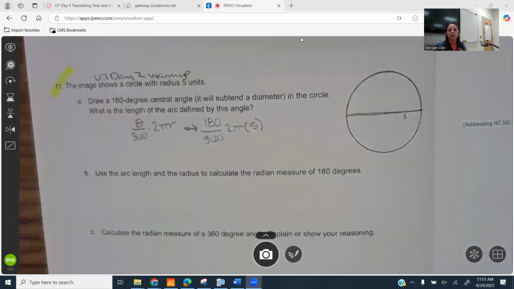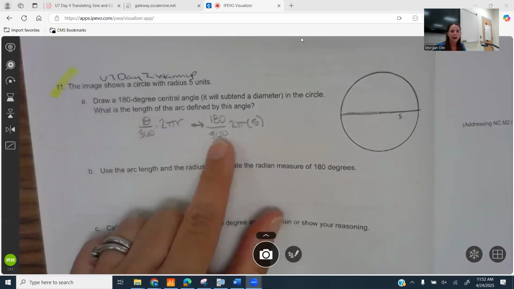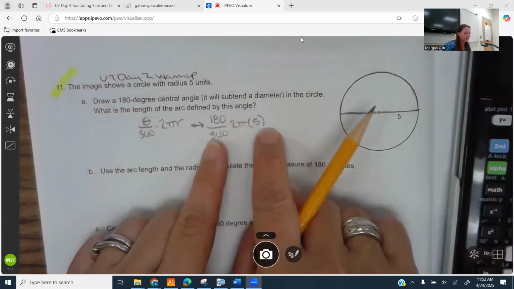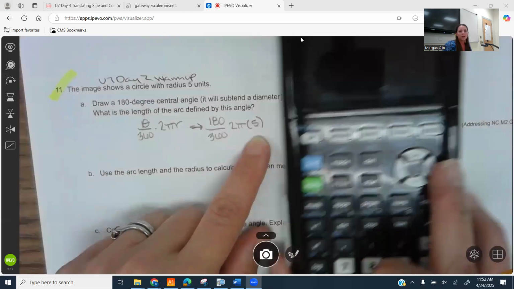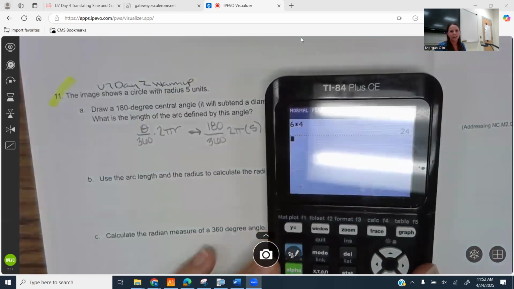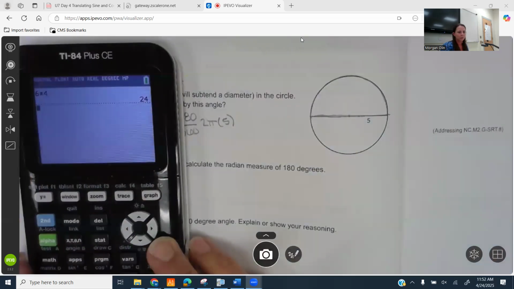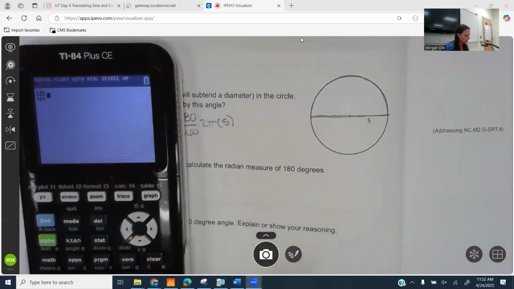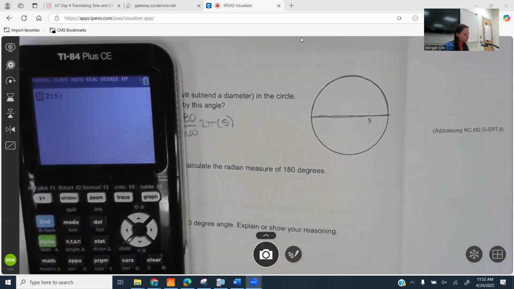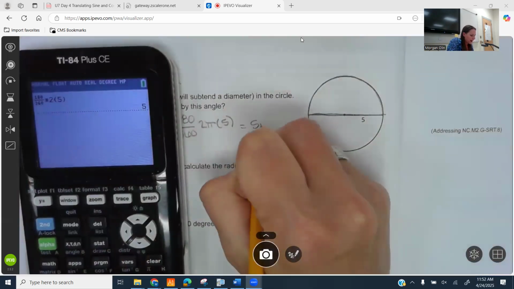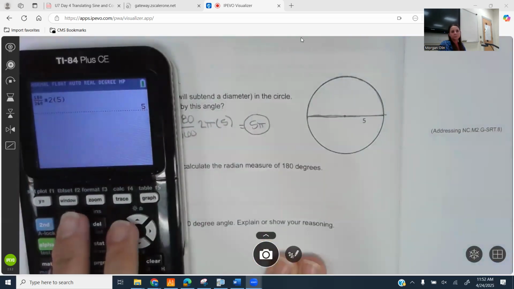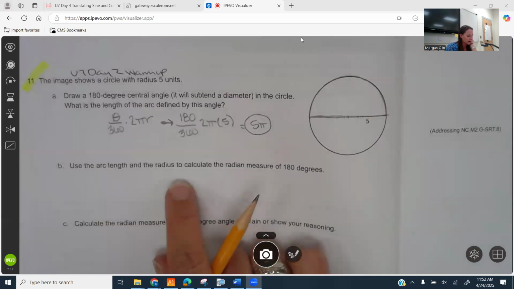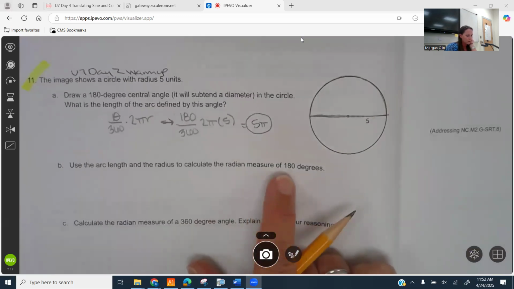Now, if you were thinking, wait a minute, isn't it just half? Could I put just half here? You could. It's just half of the circle. So you're welcome just to say 1/2 times 2 pi times 5. Honestly, we can just plug the numbers in if we want. So 180 over 360, or you could do 1/2, times 2, times 5. And so this comes out to be 5 pi. All right, 5 pi.